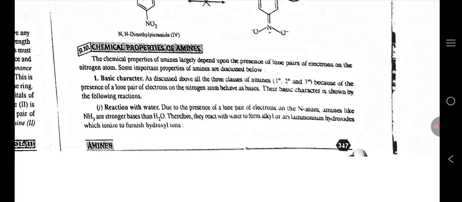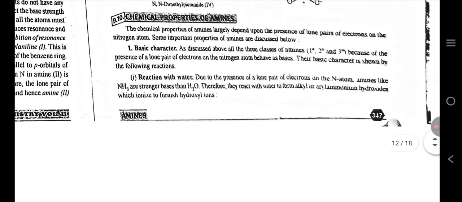Basic character. As discussed above, all three classes of amines, because of the presence of a lone pair of electrons on the nitrogen atom, behave as bases. Their basic character is shown by the following reactions. Reaction with water. Due to the presence of a lone pair of electrons on the N atom, amines like NH3 are stronger bases than H2O. Therefore, they react with water to form alkyl or aryl ammonium hydroxide, which ionizes to furnish hydroxyl ions.